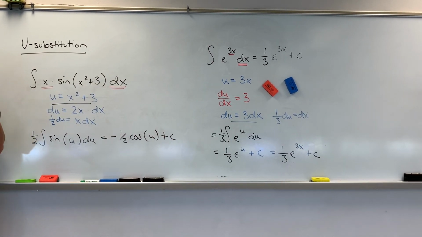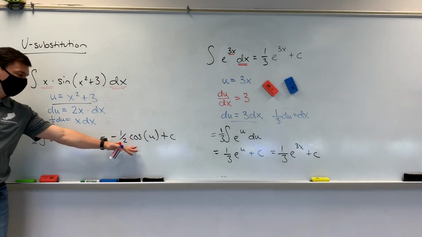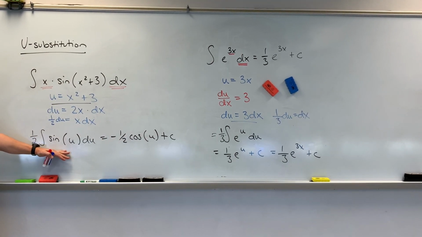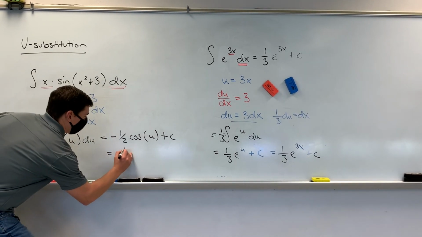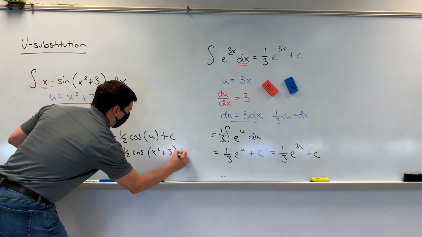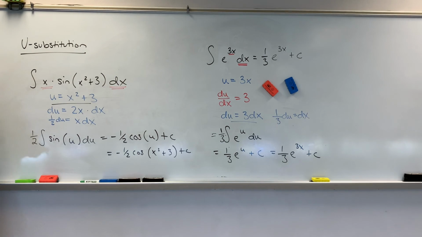I can kind of check my math there by taking the derivative. Is the derivative of this here? That checks out for me. But I'm almost done. I have u hanging on. I've got to substitute back and get my final answer in terms of x. Negative 1/2 cosine of x squared plus 3 plus c. So far, so good.